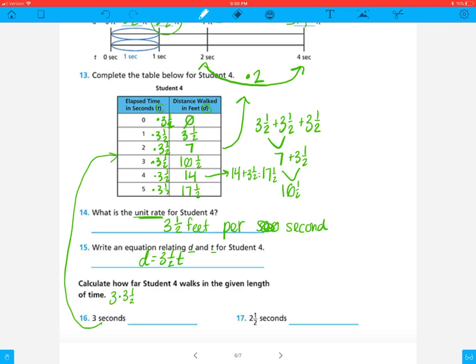Number 16 is going to be 3 multiplied by 3.5. I get an answer of 10 and 1/2, and it's also on my table. Now, not only are we looking for a distance, but we're also multiplying fractions this time, 2.5 seconds. So 2 and 1/2 multiplied by 3 and 1/2, that's the same as saying 5 over 2 multiplied by 7 over 2, which is 35 over 4.